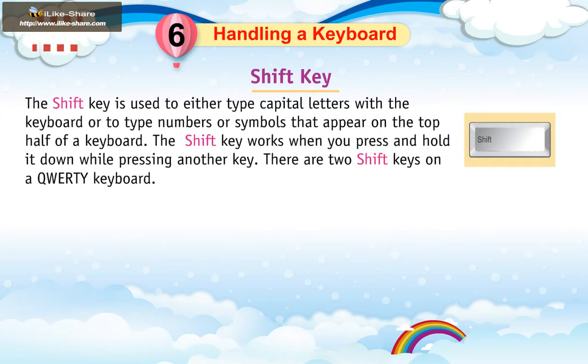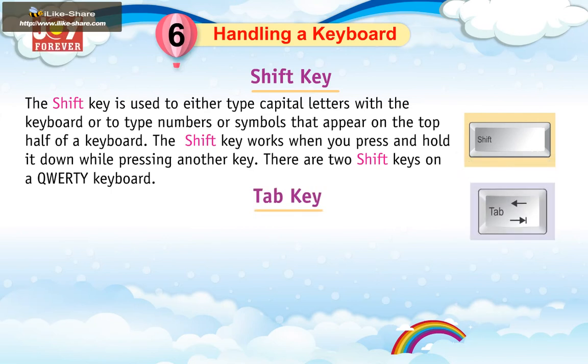Shift key. The Shift key is used to either type capital letters with the keyboard or to type numbers or symbols that appear on the top half of a keyboard. The Shift key works when you press and hold it down while pressing another key. There are two Shift keys on a QWERTY keyboard.